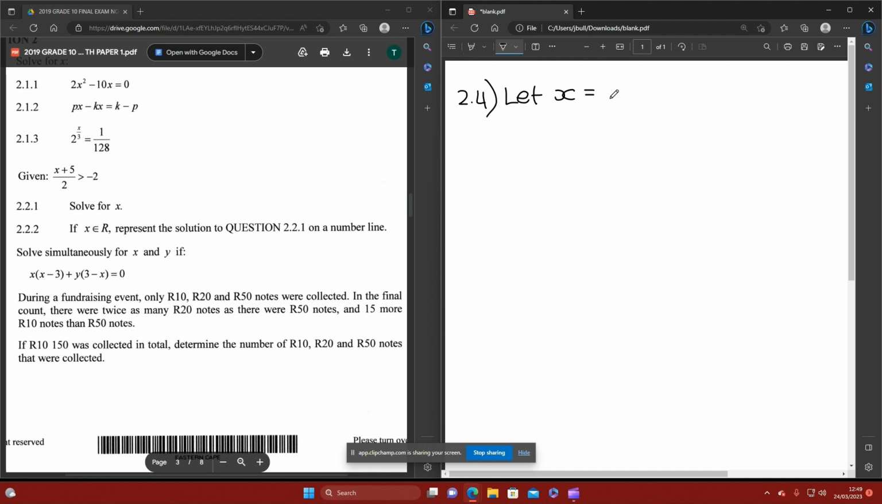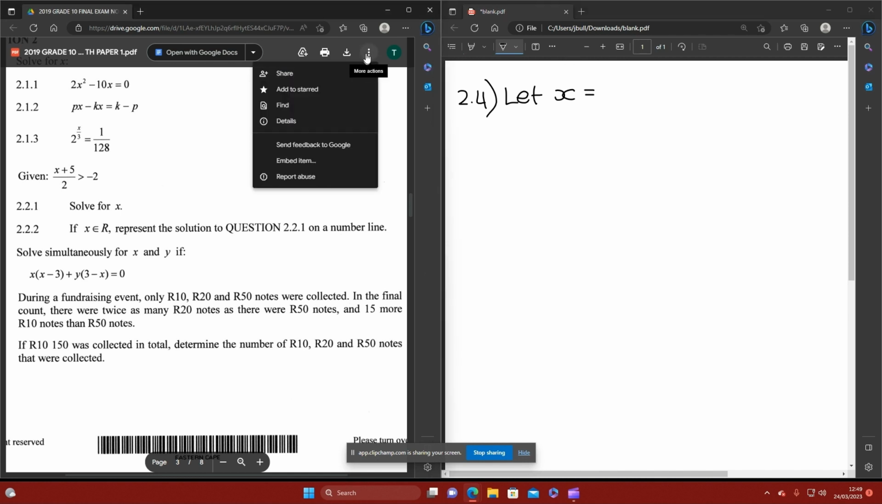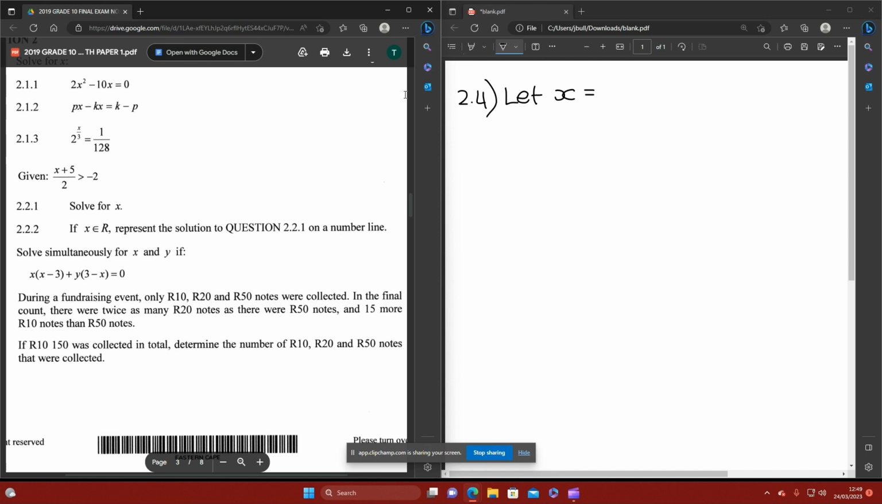In the final count, there were twice as many 20 Rand notes as there were 50 notes. Okay, so let's see if we can maybe get a highlighter there. I don't think so. And there were 15 more 10 Rand notes than 50 notes. Okay, so let's start with that. So we can see both of them, we're comparing the 20 to 50, and we're comparing the 10 Rand to 50 notes. So let's make x be 50 Rand notes.